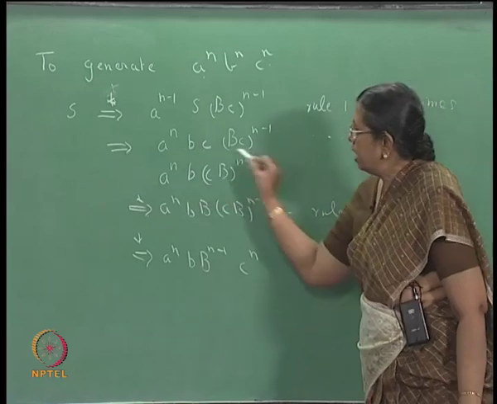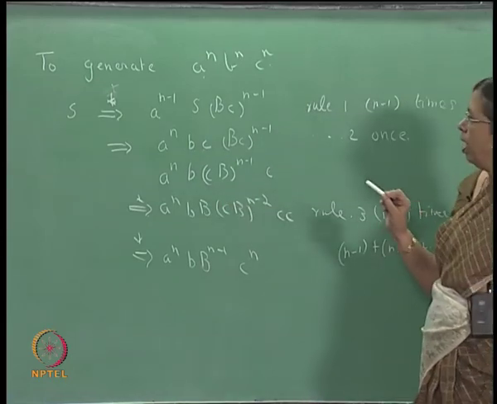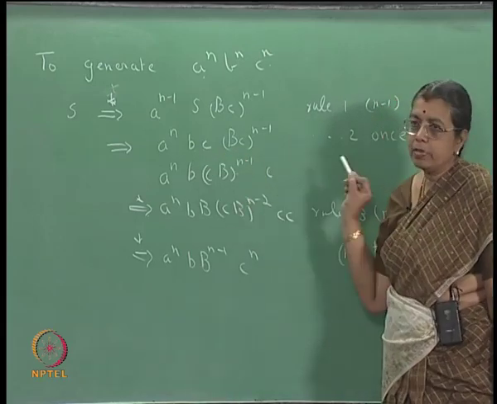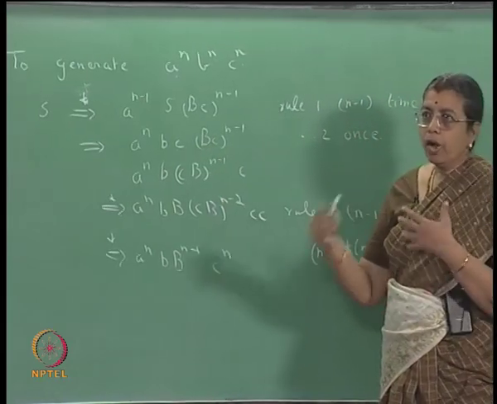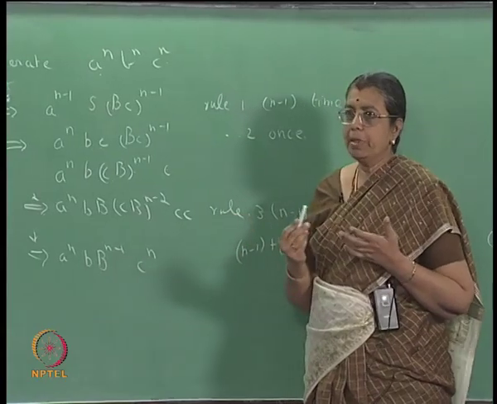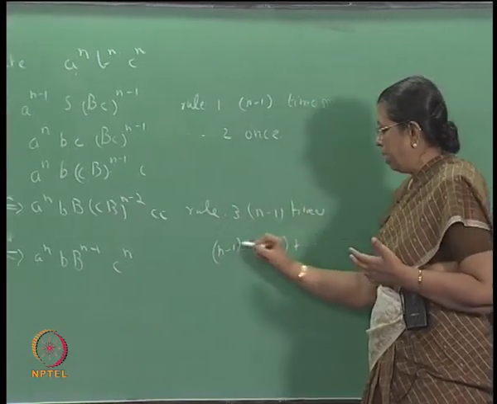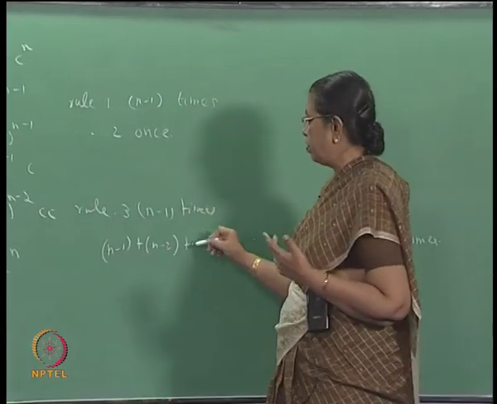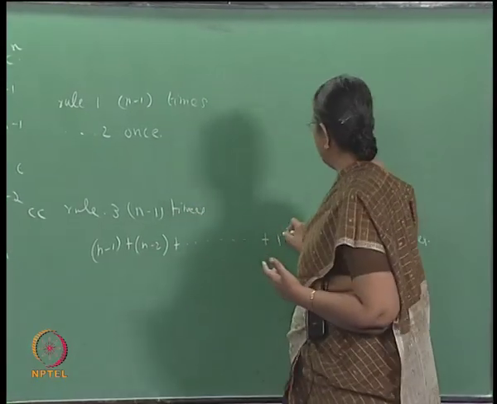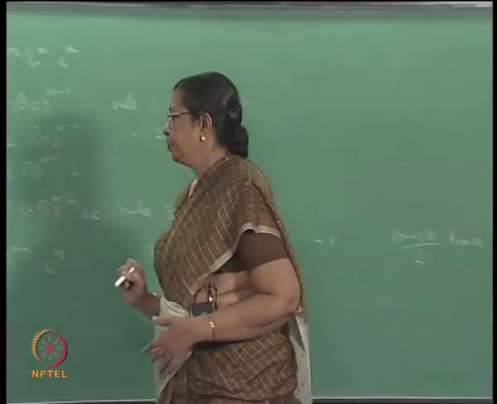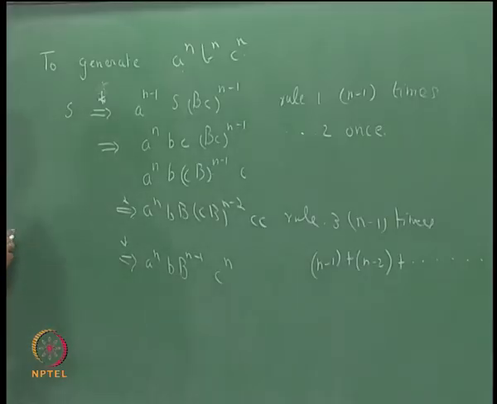Then when you get a string of this form, you have to bring all the capital B's to the left and small c's to the right. So, you have to apply the rule CB goes to BC repeatedly. First time you can use n minus 1 times, then again n minus 2 times and so on. So, you will be using that rule n minus 1 into n by 2 times. When you do that, you get a string of this form.